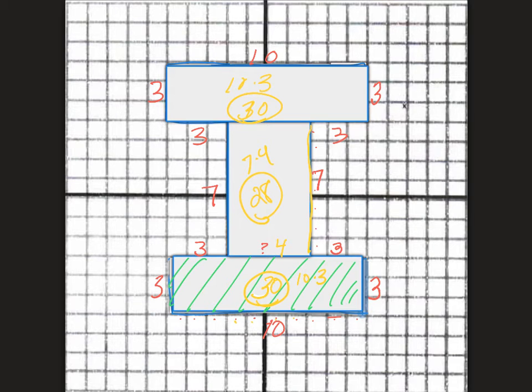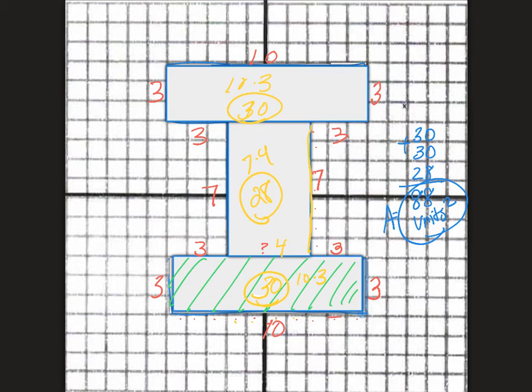So altogether, I'm going to add 30 plus 30 plus 28. 8, 6, 7, 8. So I get an area of 88 units squared. And again, that's the area of the letter I for the Illini.